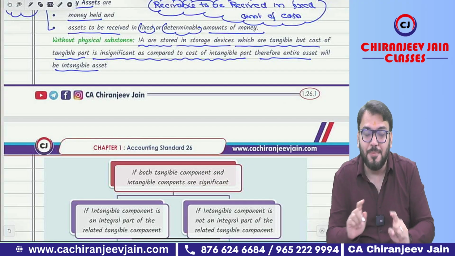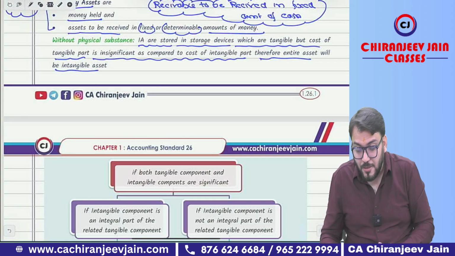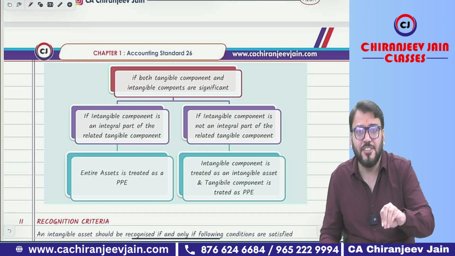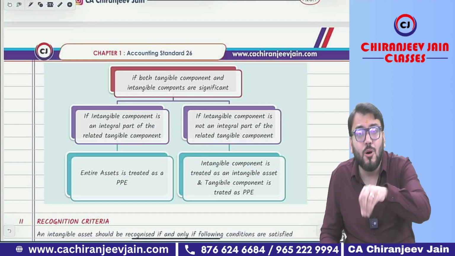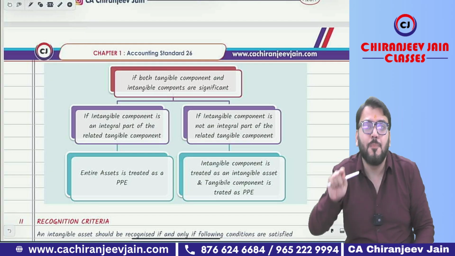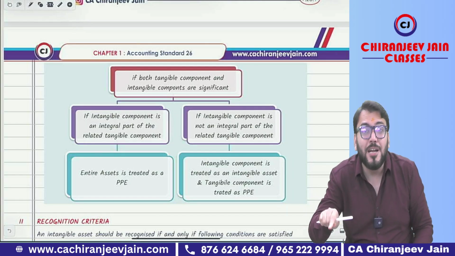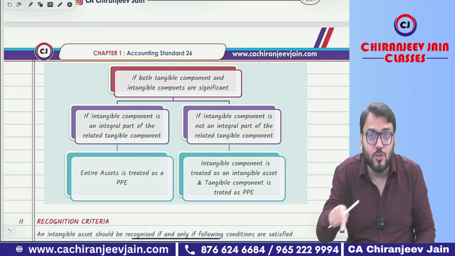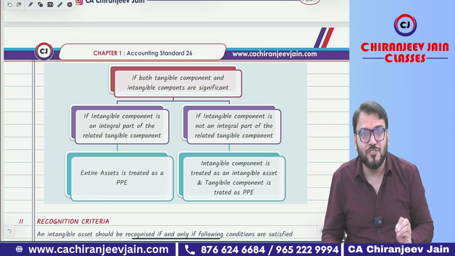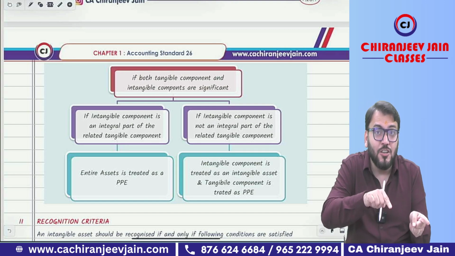It is my intangible asset. Okay, sir. I hope you are able to follow me. Correct. But sometimes what happens? We purchase a laptop with an operating system. Now, in that case, the laptop is tangible, the operating system is intangible, and both costs are significant. Both are significant in relation to cost. Both are significant components. So in that case, we'll apply AS10 or AS26.